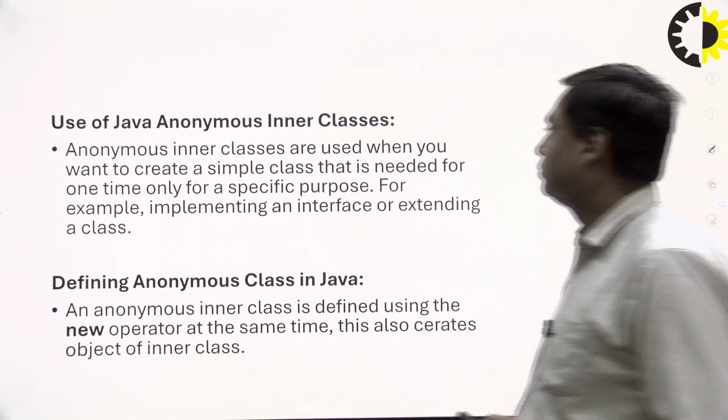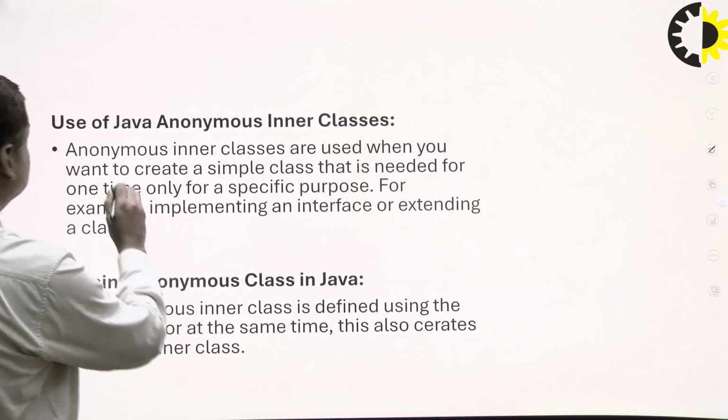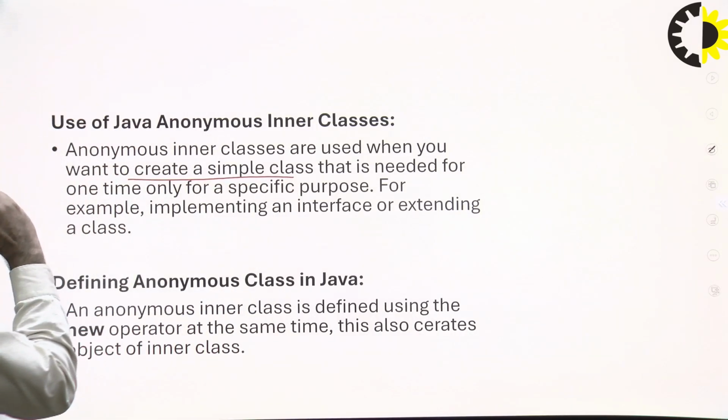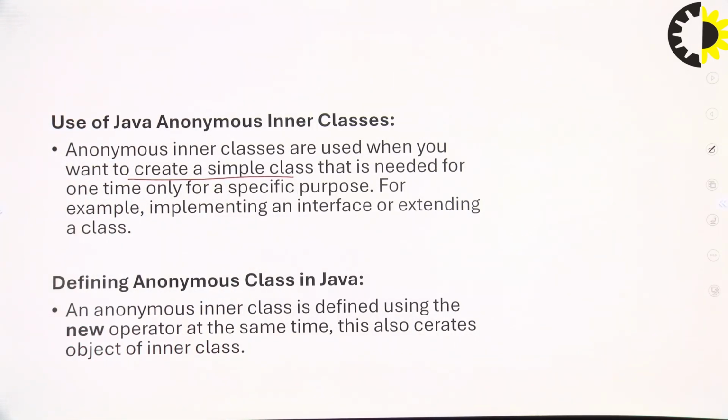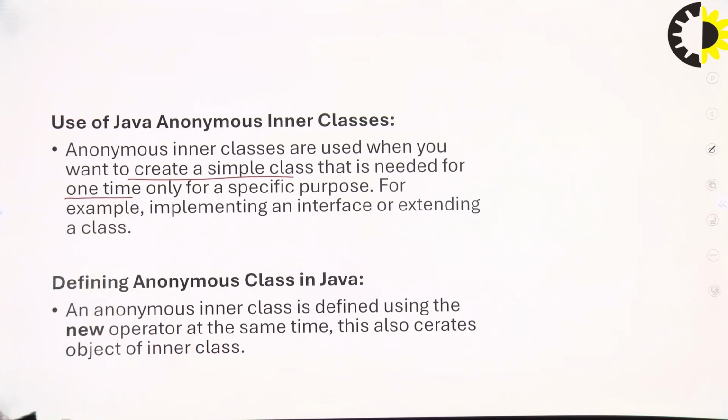Next is the anonymous inner class. You use it when you want to create a simple class that is needed one time only. So, what is the purpose of using this anonymous inner class? Sometimes it is needed for a specific purpose, just to create a class, and after that it is not needed. So, if you want to create a class for one time, for only a limited use, then we can use the creation of an anonymous inner class.